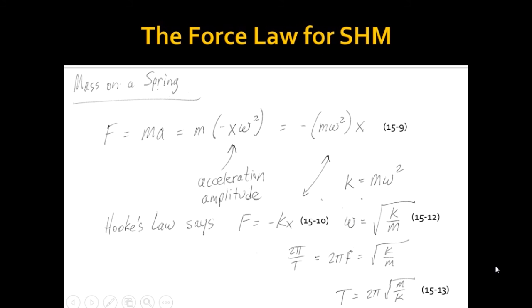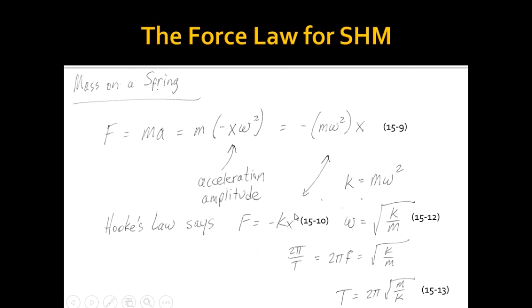All right, our next slide deals with section 15.3 from the book, the force law for simple harmonic motion. So we'll start off using the example of a mass oscillating on a spring. We know that the force is equal to mass times acceleration. That's Newton's second law. We'll take our equation for acceleration from the previous slide, that said acceleration as a function of time is equal to its displacement times omega squared times negative 1. And we'll replace a with what it's equal to, negative x omega squared.